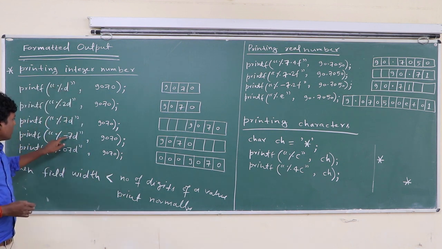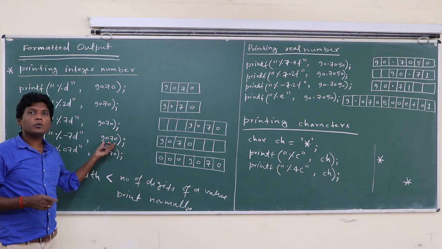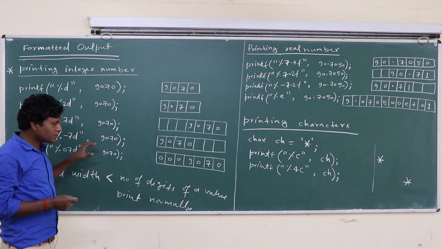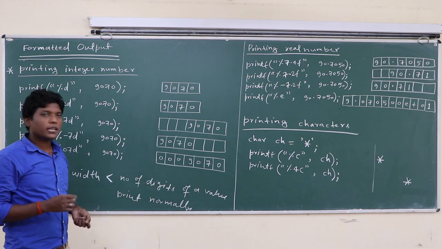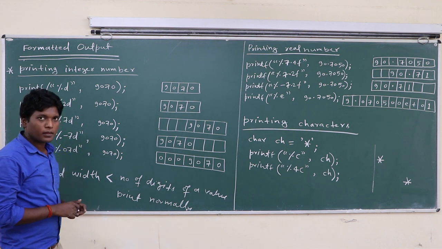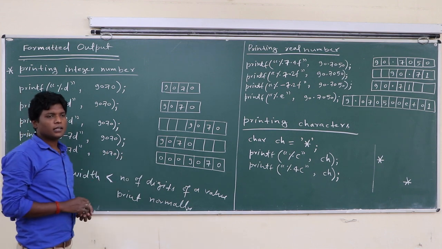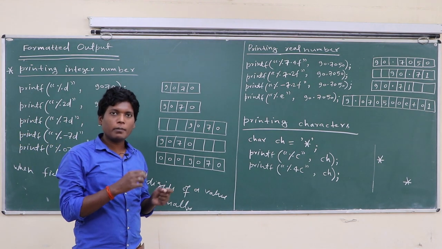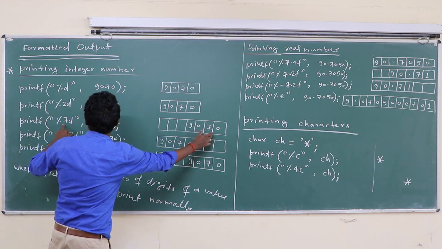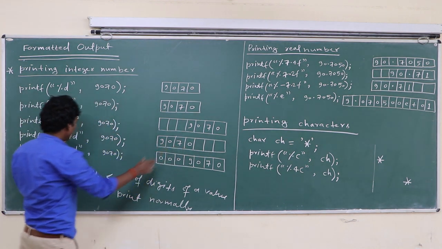But when the field width is greater than the number of digits of a value that we want to print, then we can shift the value to the left side or right side, or you can say we can print the value left justified or right justified. So when the field width is greater than the number of digits, then we can format, otherwise the number is printed normally. When it is positive, it will be right justified. When it is negative, it will be left justified.